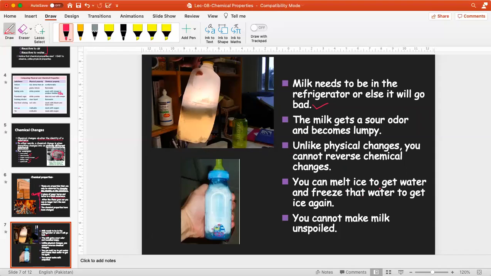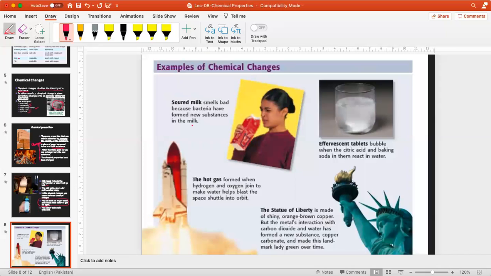You can melt ice to get water and freeze that water to get ice again. This is a physical thing, so a physical property change is reversible, right? You cannot make milk unspoiled. So once the chemical change is there, you cannot undo it. Now there are a few examples of chemical change.